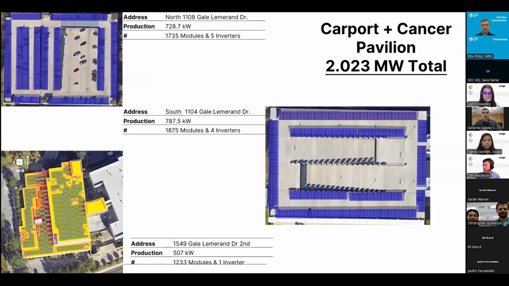So on the top, we called this the North Garage, but I believe it's the Parking Garage 5. This is a 728.7 kilowatt system, 1,735 modules, 5 inverters. On the right of that is the South Garage, which was Parking Garage 14, 787.5 kilowatt system, 1,875 modules, and 4 inverters.